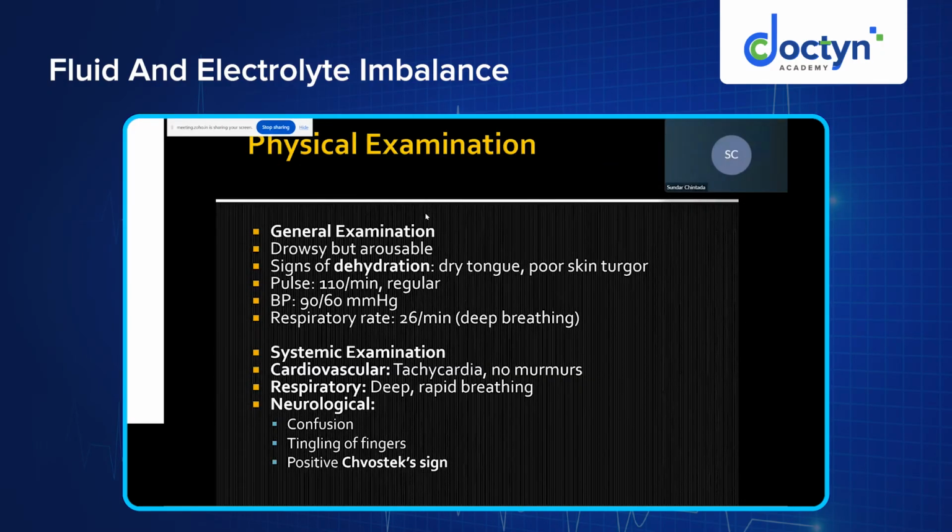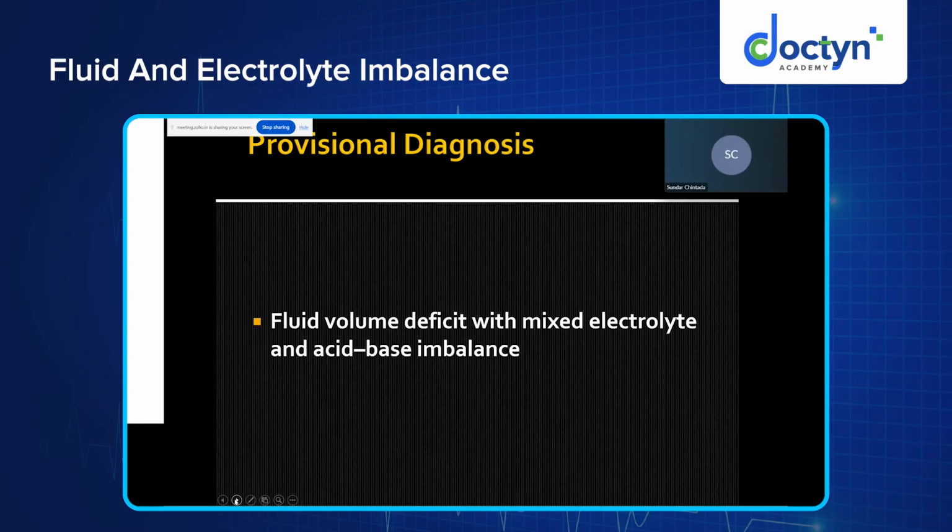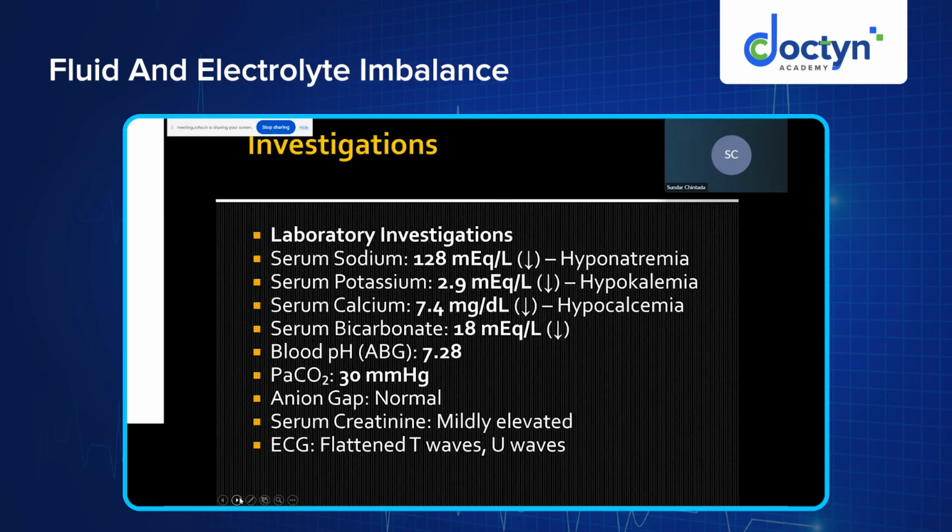Deep breathing was there. On systemic examination, cardiovascular showed tachycardia, increased pulse, but no murmur. Respiratory examination revealed deep, rapid breathing. Neurological signs showed confusion, tingling of fingers, and a positive Chvostek sign. That means the patient must also have hypocalcemia. So a provisional diagnosis of fluid volume deficit with mixed electrolyte and acid-base imbalance was made.